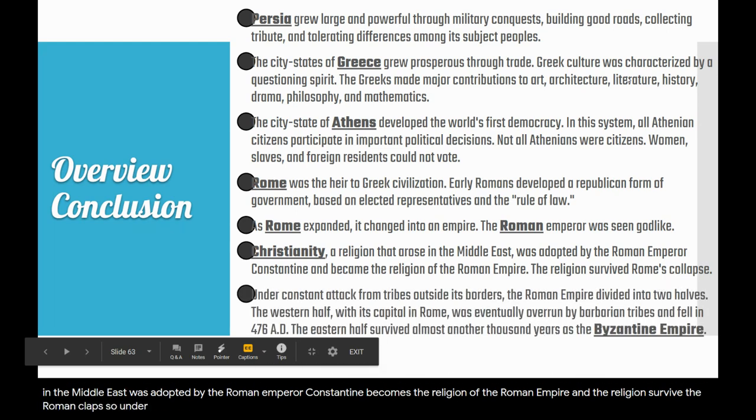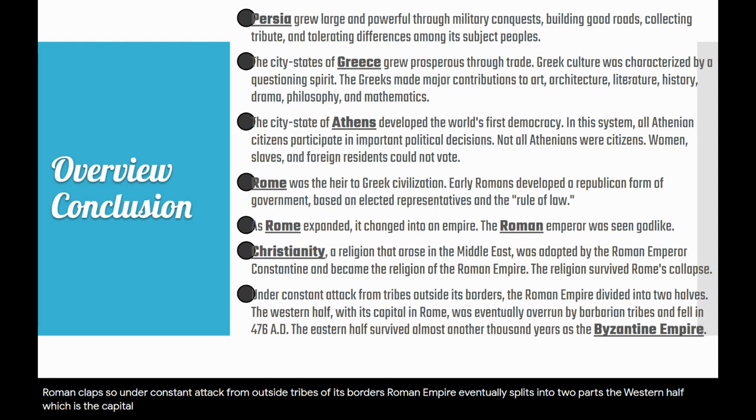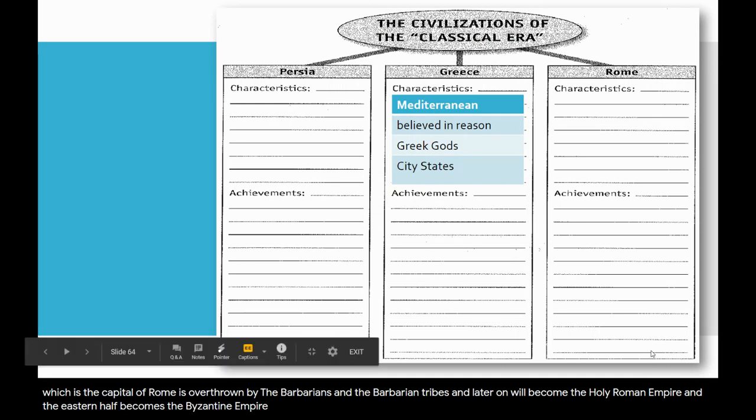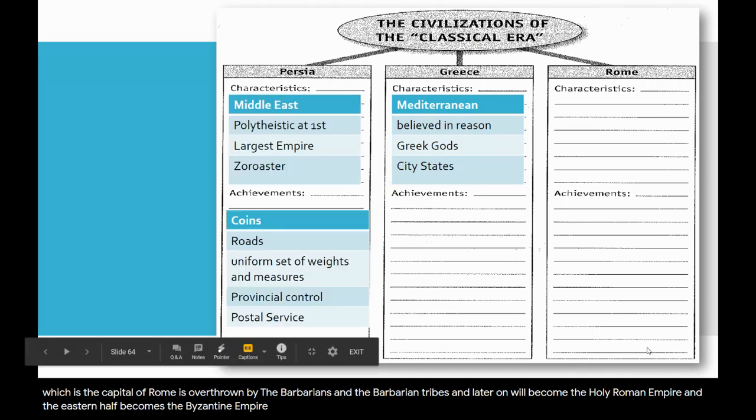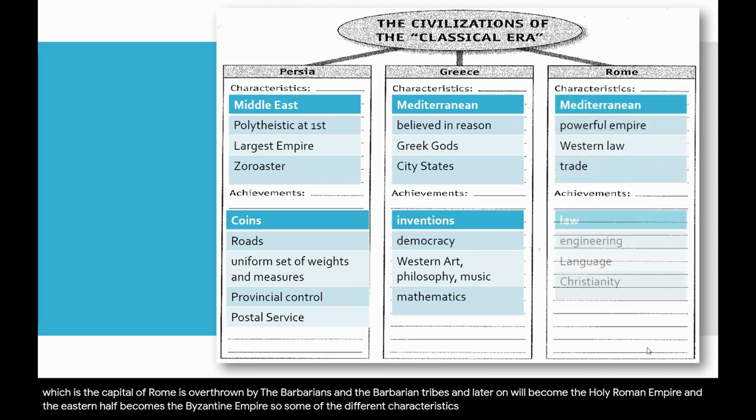Under constant attack from outside tribes on its borders, the Roman Empire eventually splits into two parts. The western half, whose capital is Rome, is overthrown by the barbarian tribes, and later on will become the Holy Roman Empire, and the eastern half becomes the Byzantine Empire. So some of the different characteristics: Greece, Rome, and Persia, the three that we talked about.